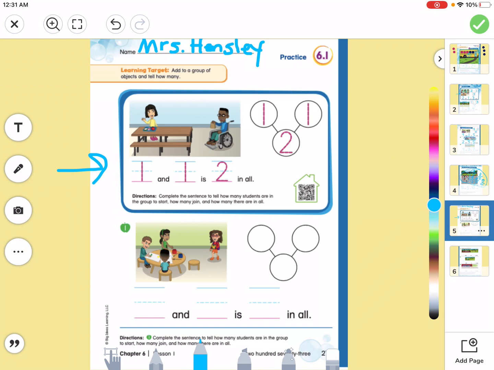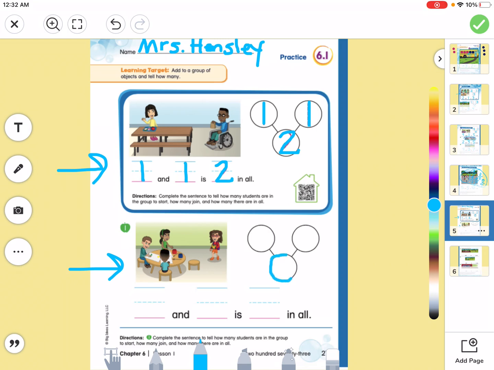1 student sitting at the table. Okay, 1 student in a wheelchair coming to join. How many in all? So we have 1 and 1 is 2. So our whole is 2. So then we would say 1 and 1 is 2 in all. Okay? Now, I want you to do this one on your own.